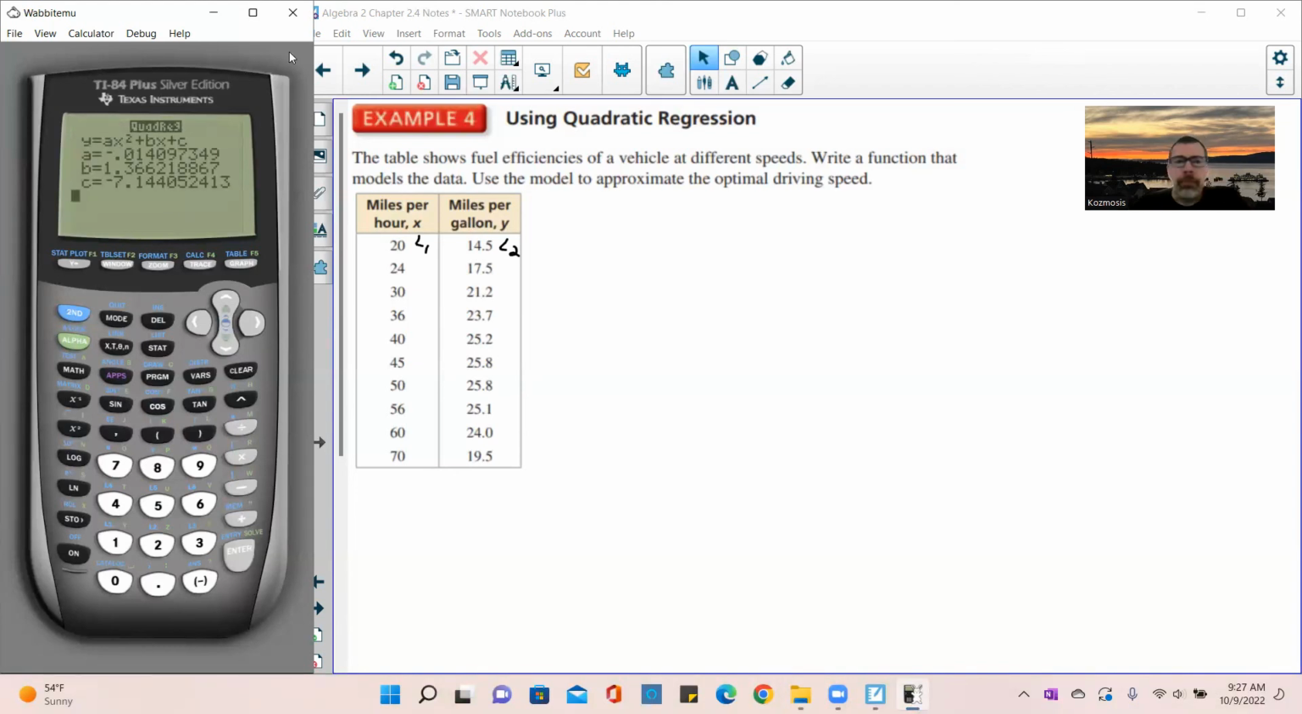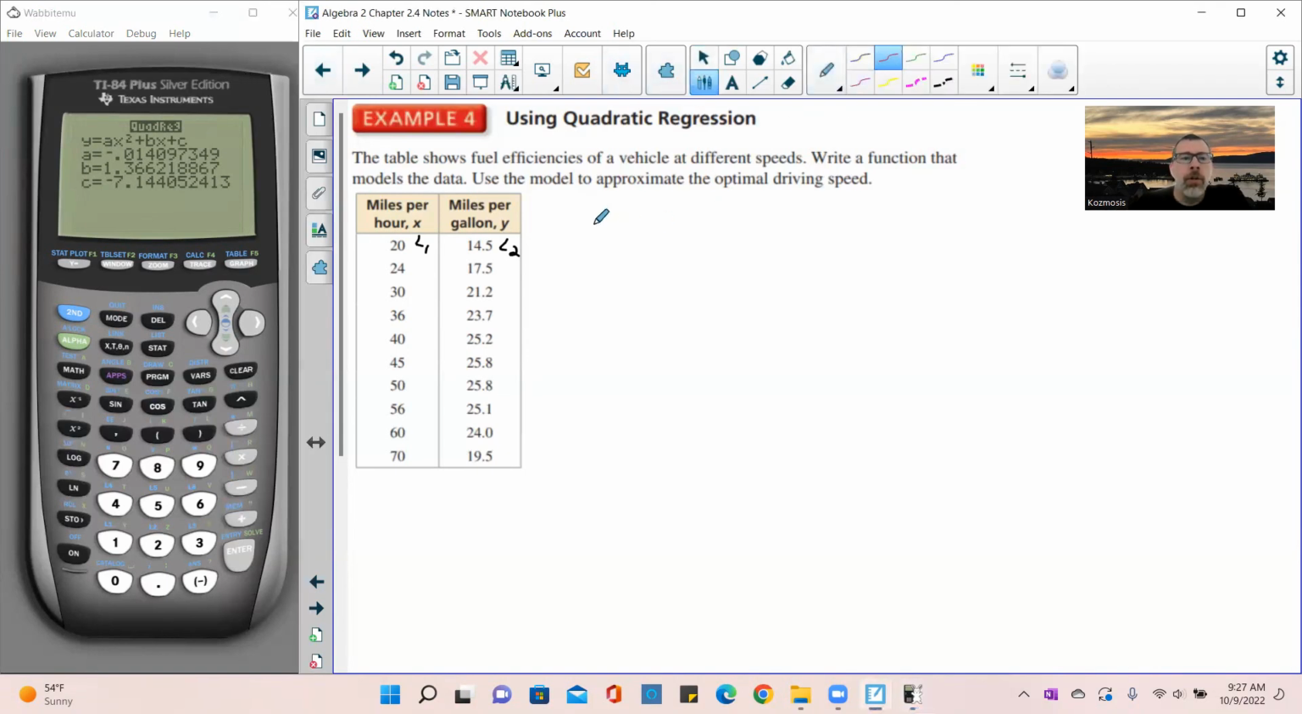So I'm going to write that down over here. So I got Y equals negative 0.141, rounded to 1, X squared plus, my fault, minus B is positive, plus 1.3662x, and then my constant is negative 7, so it's minus 7.1441, rounding to 4 decimal places. So this is my equation of this data, quadratic best fit.